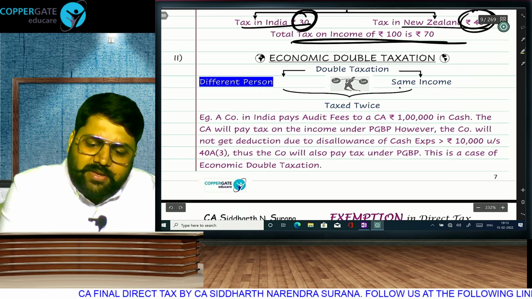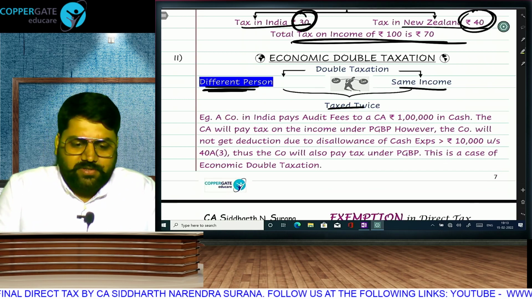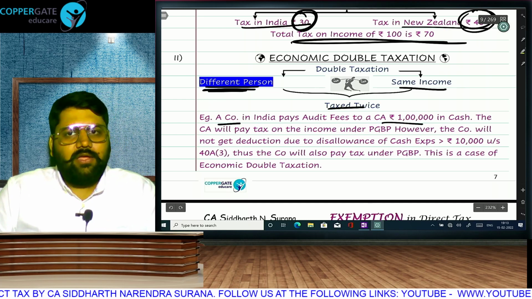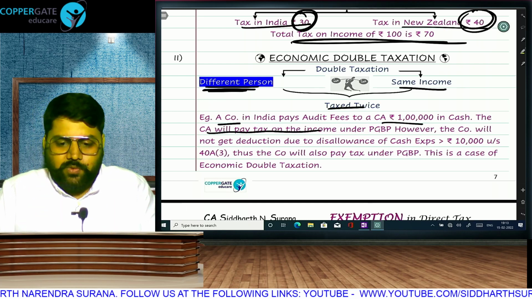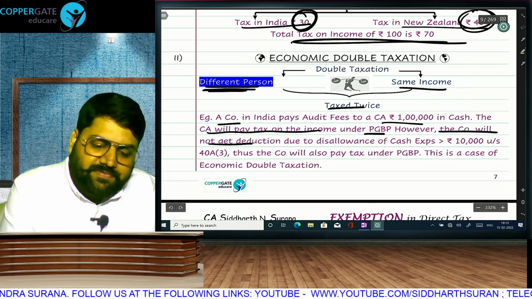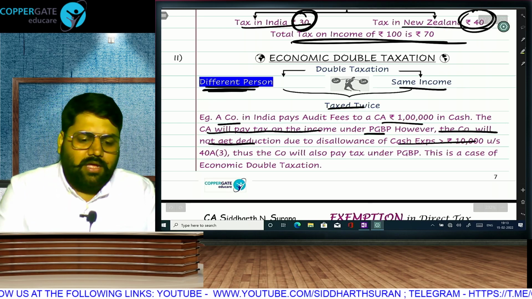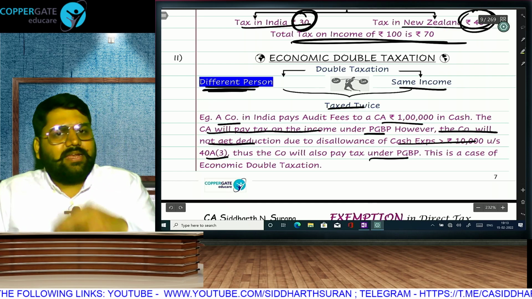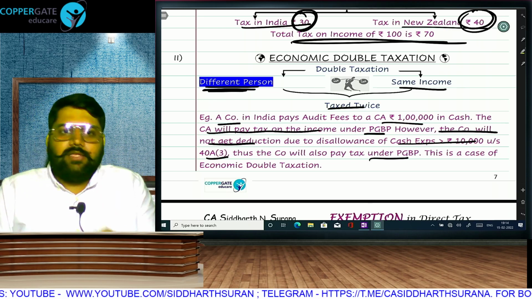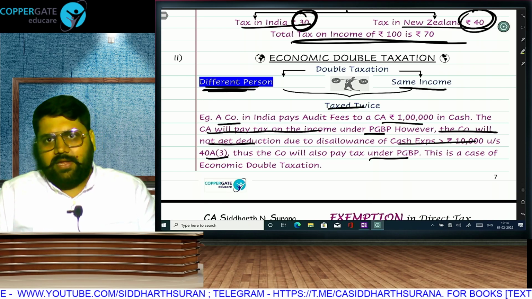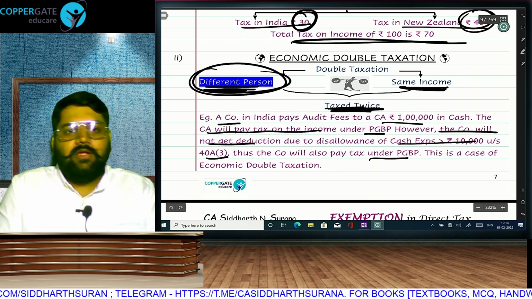But when the same income is taxed twice in the hands of different persons, I again have an example. A company in India pays audit fees to a CA of 1 lakh in cash. The CA will pay tax on his income because it is audit fees received. Once you get income, you have to pay tax under PGBP. However, the company will not get deduction. The expense will be disallowed because cash expense greater than 10,000 is disallowed under 40A(3), and thus the company has to add back this amount under its income, and thus the company will also pay tax. That means the CA is also paying tax, and the company is also paying tax. Both. That means the same 1 lakh is taxed twice, but for different people, once for the company, once for the CA.